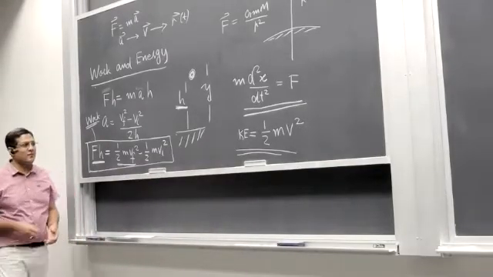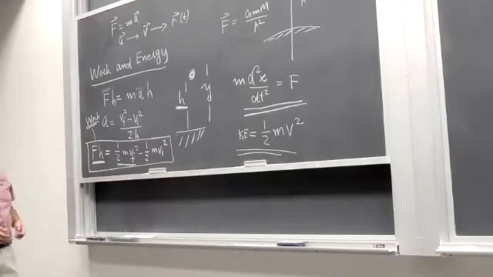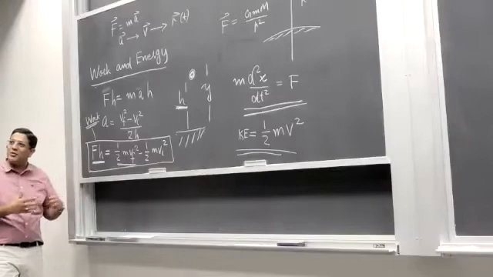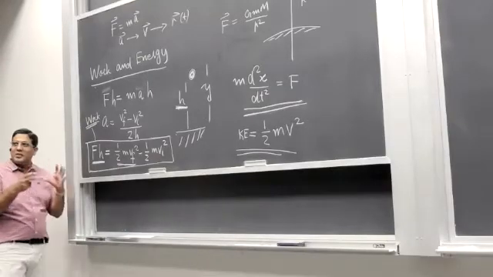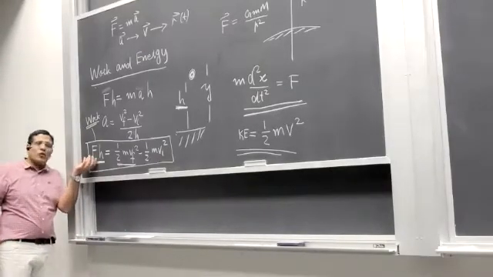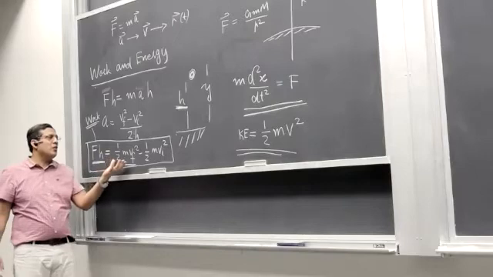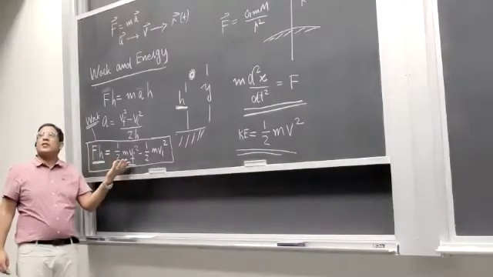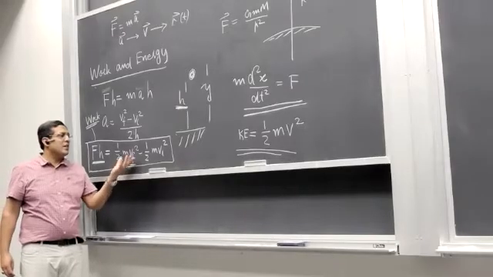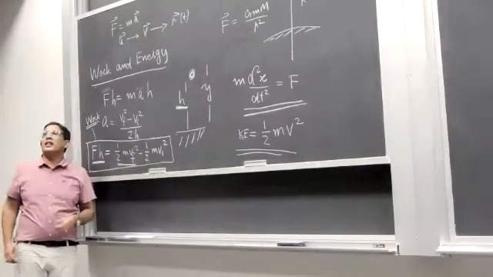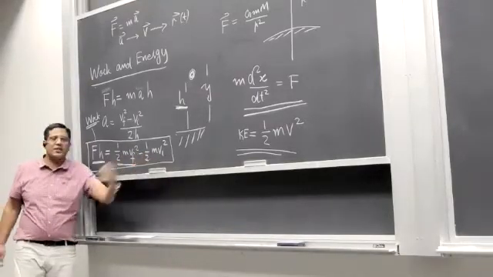Does it make sense? You may still be grappling with the concept of how work is related to kinetic energy, but the statement, is it clear? Work done by force F in moving an object distance h is equal to the difference in its kinetic energy at the final position minus the kinetic energy at the initial position when it started.